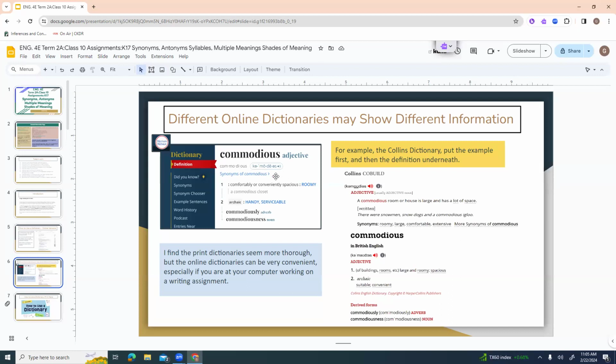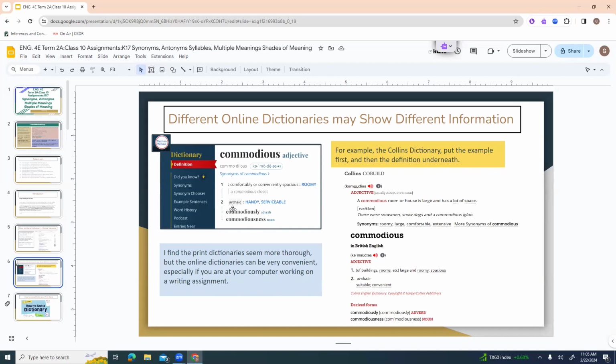In blue, it says synonyms of commodious. They aren't right there, but if I wanted to click on that, it would take me to the synonym page. Then it gives me the definition. Now you have to just kind of know that because it doesn't say definition here. Comfortably or conveniently spacey. And then in bright blue letters, it says roomy. Roomy is a synonym for commodious. Then they give you an example, a commodious closet.